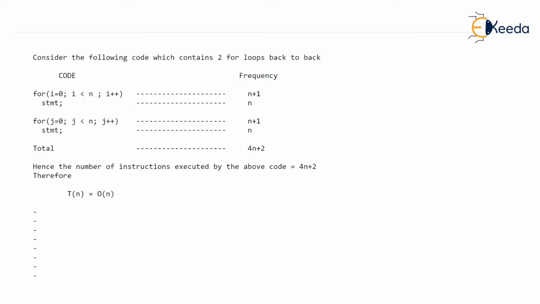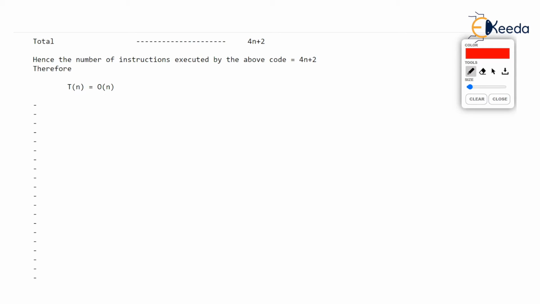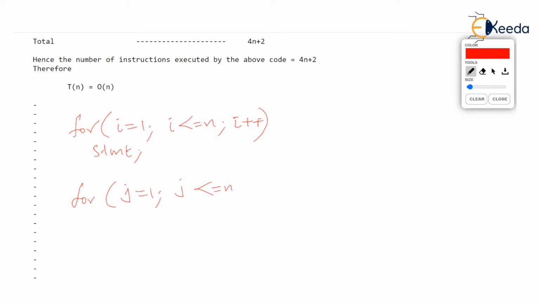Let's see one more example before we say that we have understood this. Just imagine I have a for loop where i runs from 1 to n, i++, and there is some statement. And then there is another back-to-back for loop, where j runs from 1 to n by 2, j++, and then some statement.